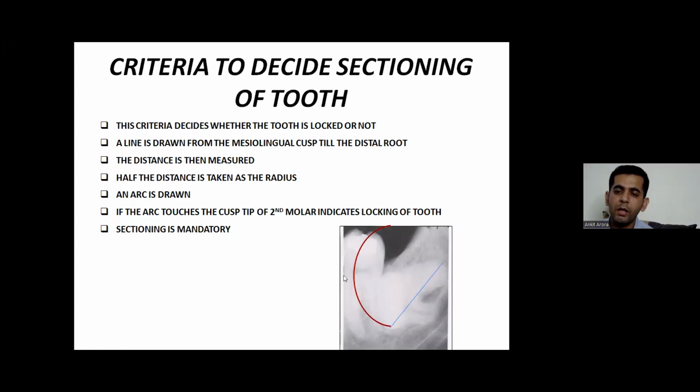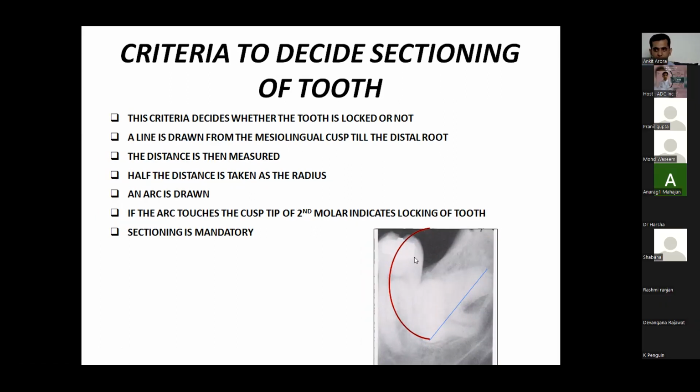Basically, you draw a blue line, and then you draw an arc after taking half of the radius. If, when you draw half of the radius, it touches the cusp tip of the second molar, you need to section the tooth. In that sense, we say that the tooth is locked. It will not come out unless you remove the underlying and overlying bone and section it properly. Now sectioning might differ. Let us see and understand it further.